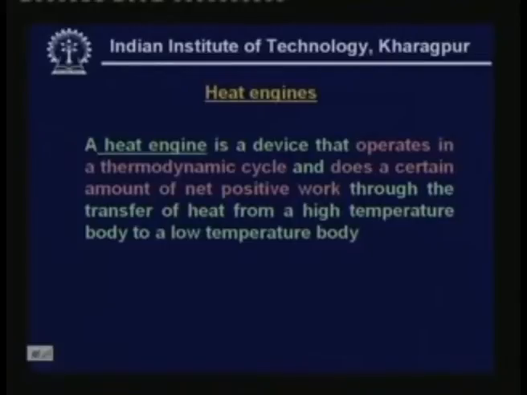So basically a heat engine is a thermodynamic cycle, and what does it do? It does a certain amount of net positive work. That means it produces a certain amount of work. And how does it produce it? It produces it by a transfer of heat from a high temperature body to a low temperature body. This is perfectly in accordance with the second law of thermodynamics as per the Kelvin-Planck statement.